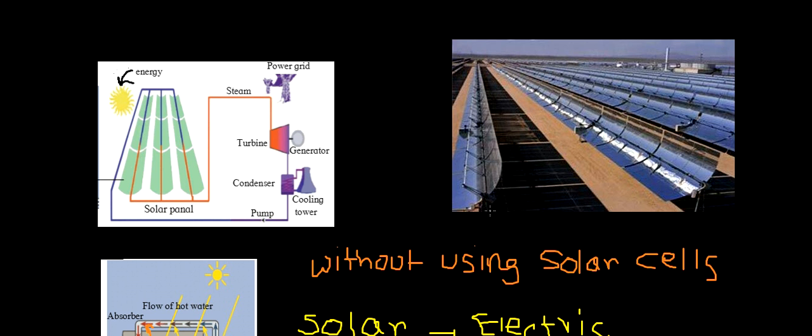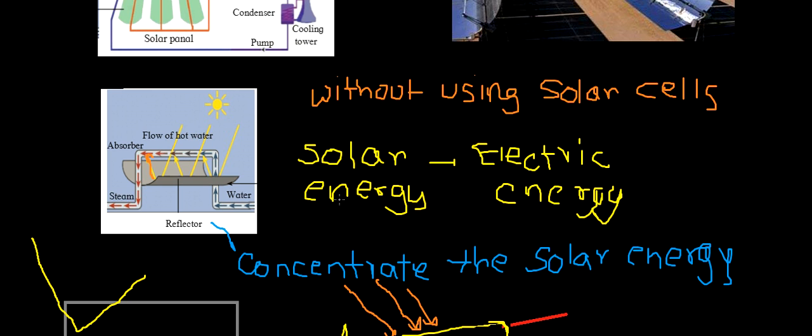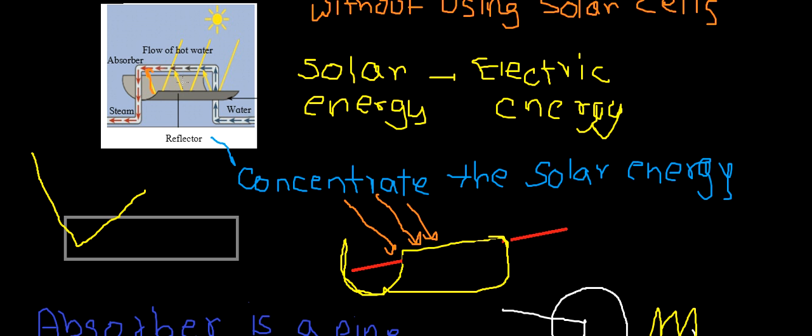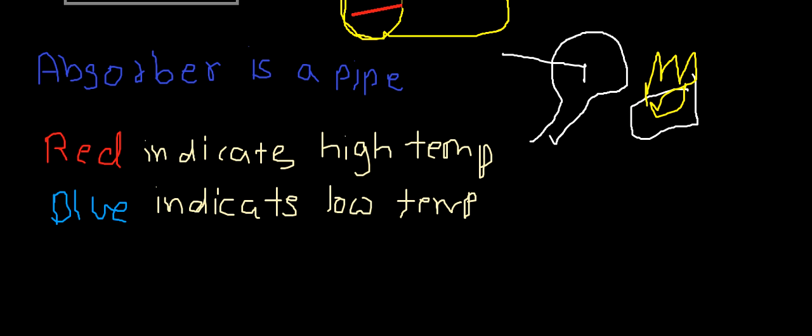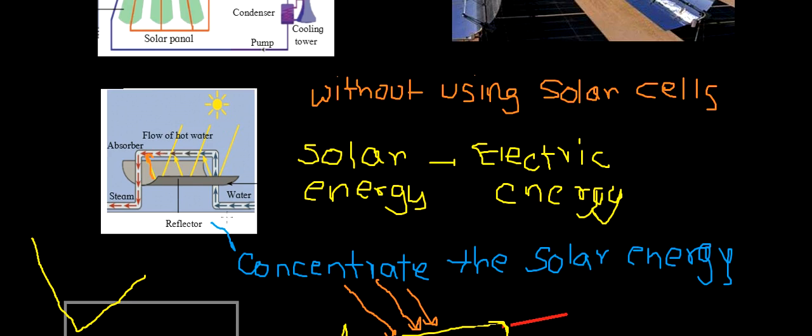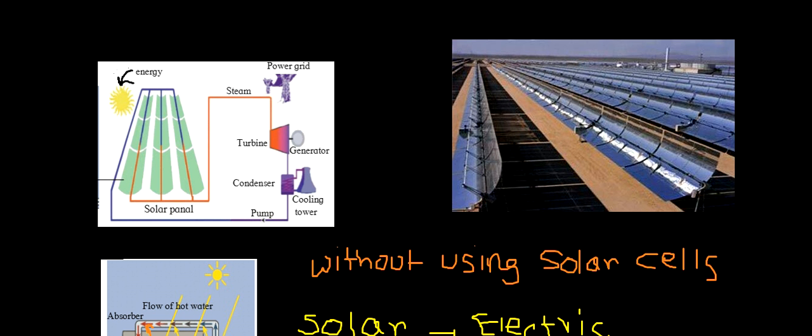So in the last part, I left you with some introduction about how the reflector works and what the red and blue concepts mean. So why the red color is shown when the red color is shown, and when the blue color is shown. So now let's see how we can convert the solar energy into electric energy.